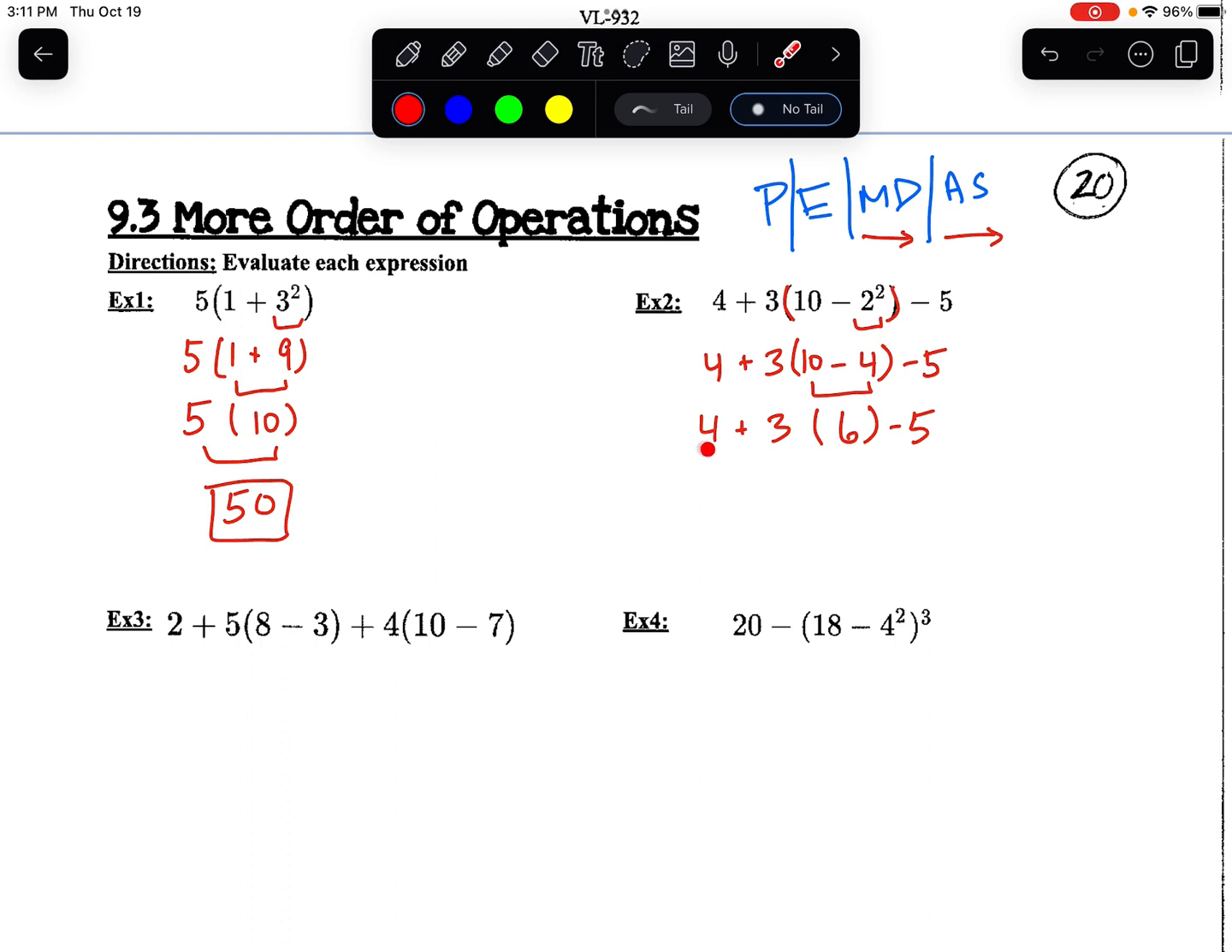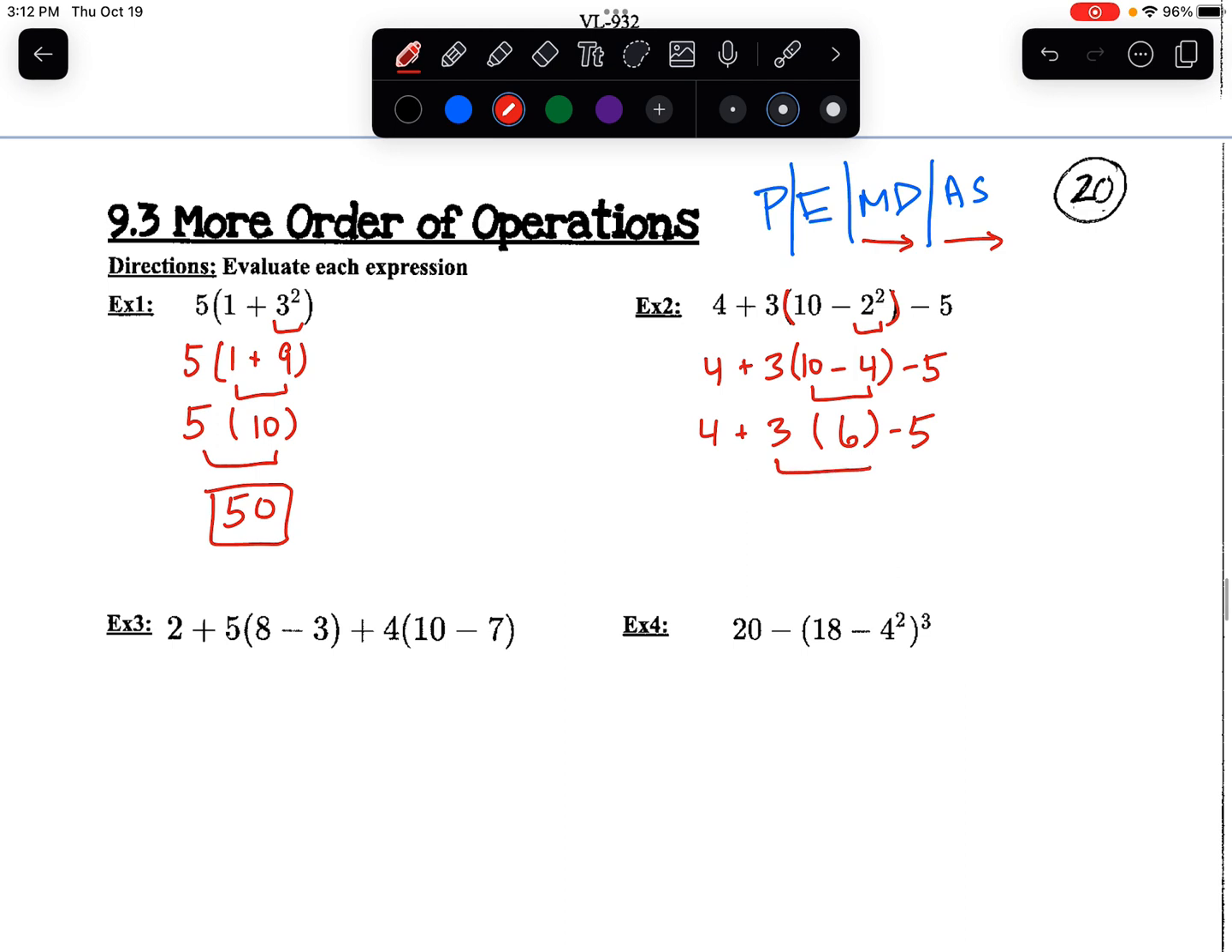So we have 4 plus 3 times 6 minus 5. Multiplication beats out addition and subtraction, so we're going to do that next. That is 18, I believe. So 18, bring everything else down. We have the 4, the plus, the 18, the minus, the 5. And then we go left to right. Addition, subtraction, 4 plus 18 is 22. Subtract 5, which gets you 17, I believe. So I'm going to rewrite that answer right here. The answer is 17.